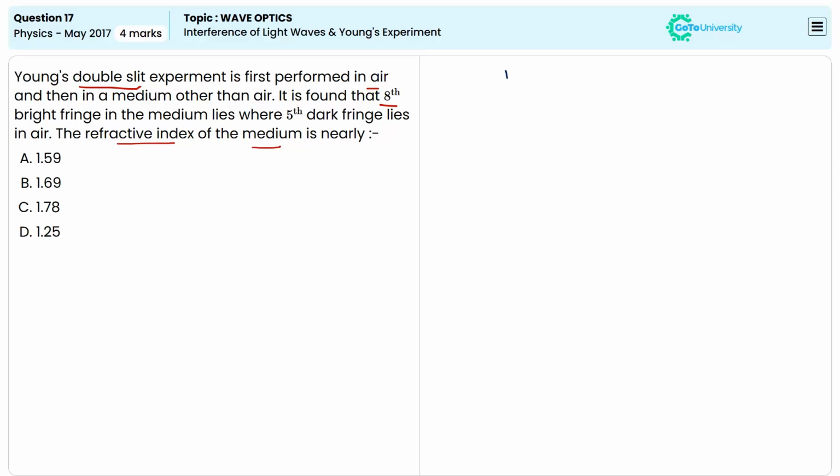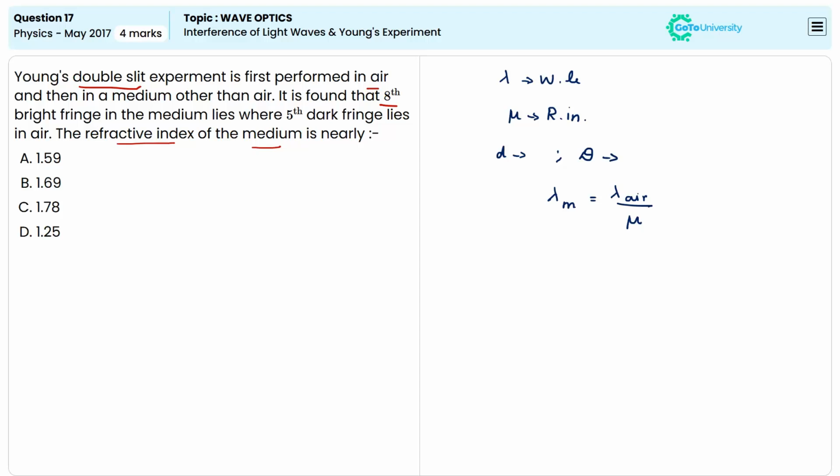So here, let us take lambda as the wavelength, mu as the refractive index, d as the fringe width, and capital D as the distance between the slit and the screen. It's given in the question that the eighth bright fringe in the medium lies in the same area where the fifth dark fringe lies in air. In a different medium, we know that lambda will differ, so lambda in the medium will be equal to lambda air divided by the refractive index mu.